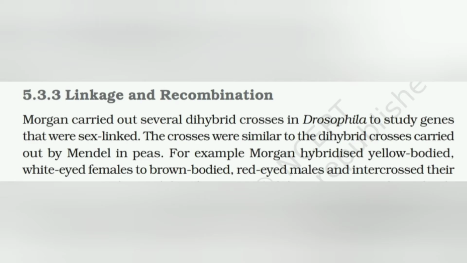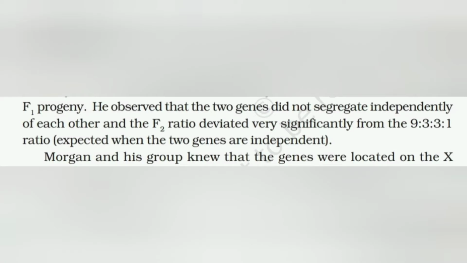Morgan carried out several dihybrid crosses in Drosophila to study genes that were sex-linked. The crosses were similar to the dihybrid cross carried out by Mendel in peas. For example, Morgan hybridized yellow-bodied, white-eyed female to brown-bodied, red-eyed males and intercrossed their F1 progeny.